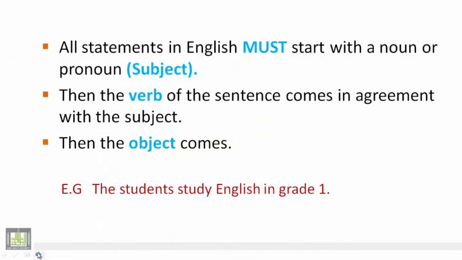Look at this example. The students study English in grade 1. First we have the noun, the students, which is what we mentioned, it is the subject.